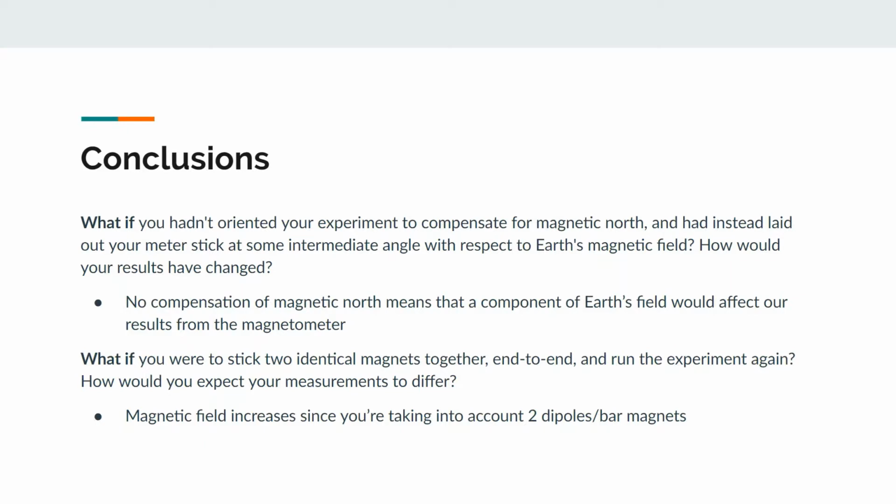For our conclusions, if we hadn't oriented our experiment to compensate for magnetic north, then the component of Earth's field would also affect our results in the magnetometer, which meant that the Y component specifically would probably add on to or somehow affect the magnetic field that we calculated, since we weren't specifically looking at the perpendicular axis. If we were to stick two identical magnets together end to end, then this would probably increase the magnetic field, since we're taking into account now two bar magnets and also two dipoles, which will stack and then also increase their magnitude based on the magnetic field that we were trying to calculate.